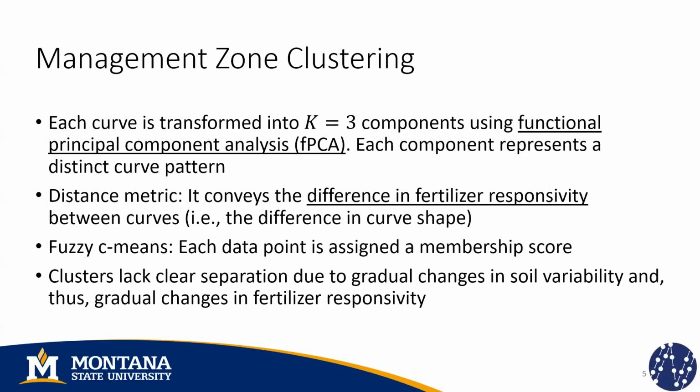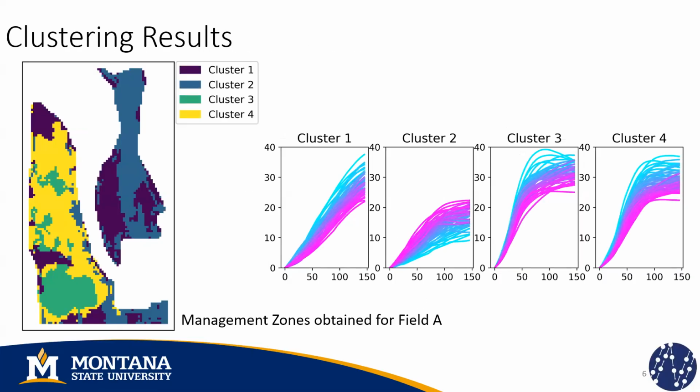Using that new metric, we use a clustering algorithm called fuzzy c-means, basically because there's no clear or hard difference between one cluster or one management zone in comparison to the next one, because there are always going to be gradual changes in soil variability and therefore gradual changes in fertilizer responsivity. So applying that technique to this field and choosing 4 clusters or 4 management zones, we obtain these results.